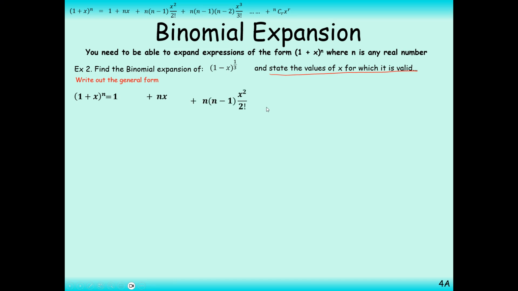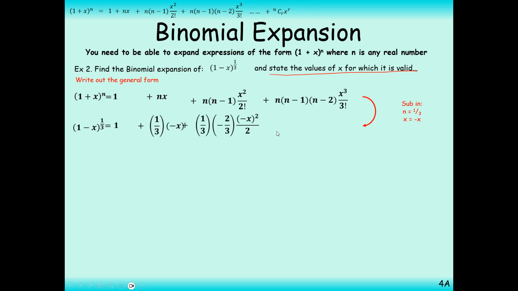So, we write the general format of the answer. This is the general format of 1 plus x expanded, but we have n to be a fraction, and x is actually a minus x. It has a coefficient, so that's why it's important to use brackets here. So you'll get these terms.